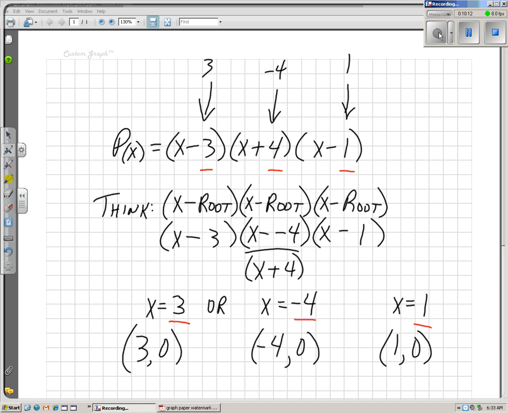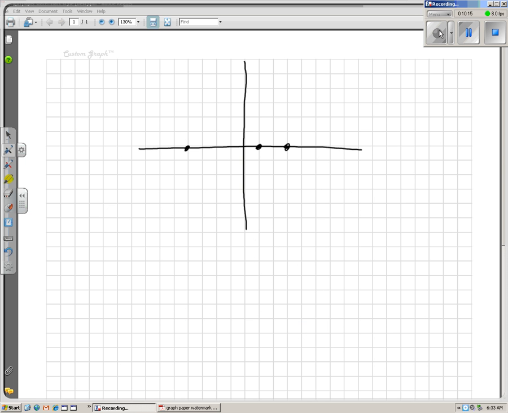Here's a quick sketch of our graph. We know it's an x cubed graph, so we know it's going to go down to the left and up to the right. So it must look a little something like this. That's just a quick sketch.